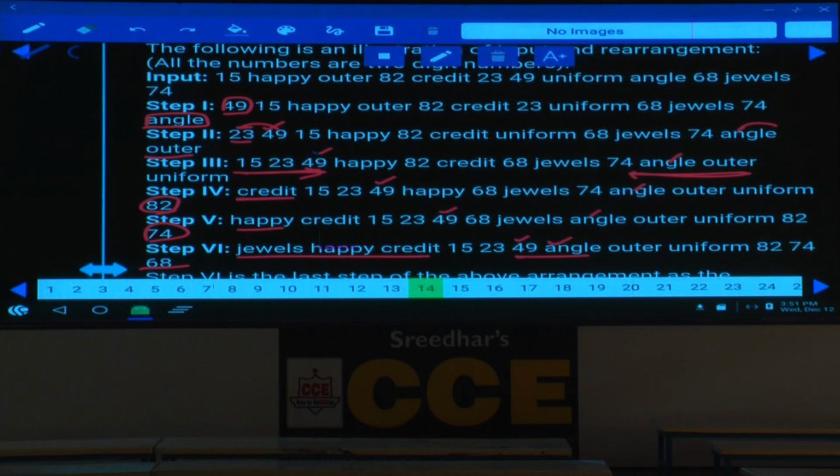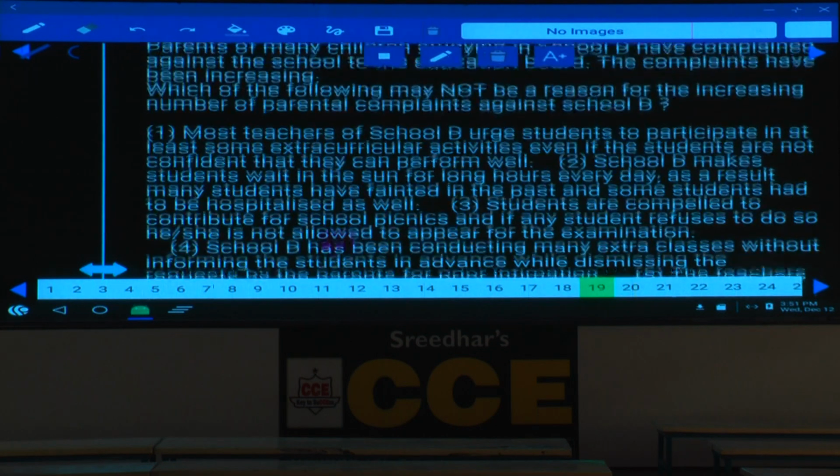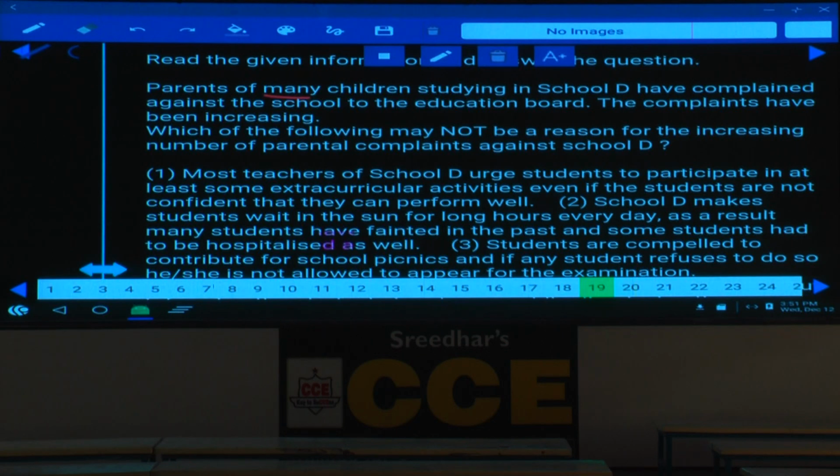Then here's question number 19, 14 to 18. Now this question number 19, what is it based on? Critical reasoning. Parents of many children, now underline this word, many children studying in this school D have complained against the school to the education board. The complaints have been increasing.